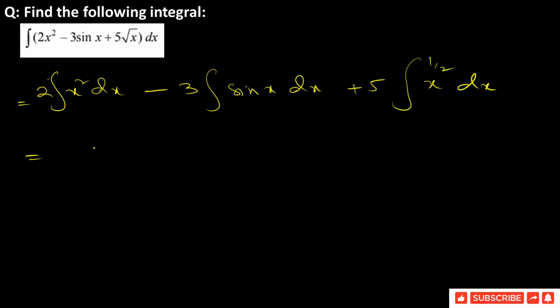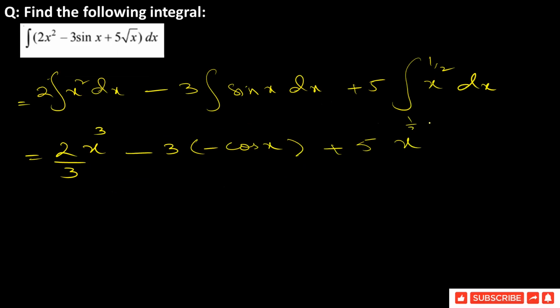2 times x power 2, here we make it 3 divided by 3. Minus 3. So the integral of sine x is negative cos x plus 5 x power 1 by 2 plus 1 over 1 by 2 plus 1. And this is plus c. This is the constant of integration.